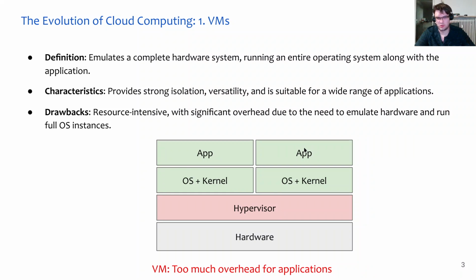Let's go back to the beginning of cloud computing. In the beginning we had virtual machines, and a virtual machine is something that emulates the hardware, and it can run an entire operating system along with the application. So the operating system doesn't need to know that it runs on emulated hardware. This allows us to co-locate different operating systems, and we can provide strong isolation between them. These operating systems can be from different parties, and one party cannot access the data of the other party.